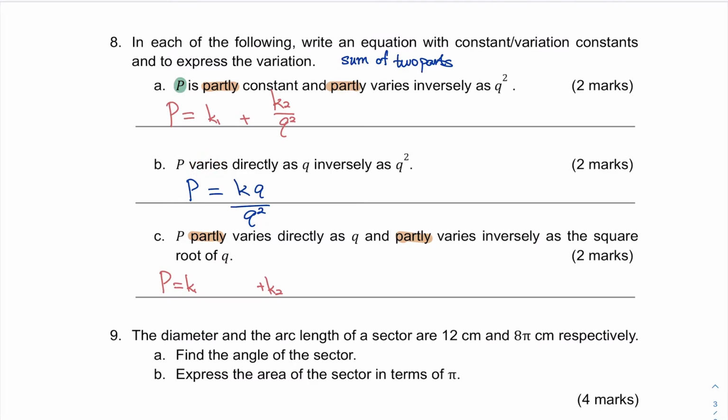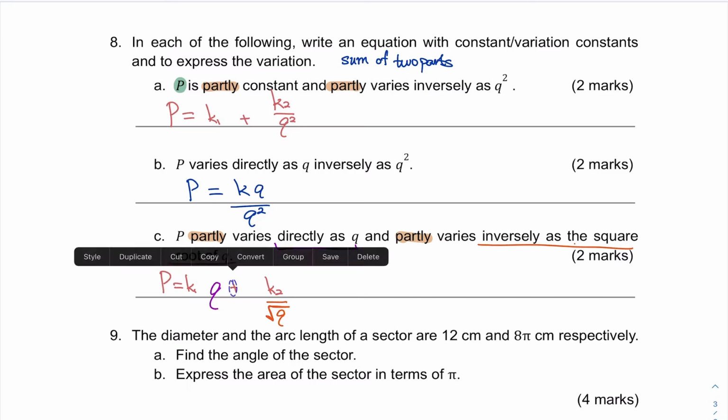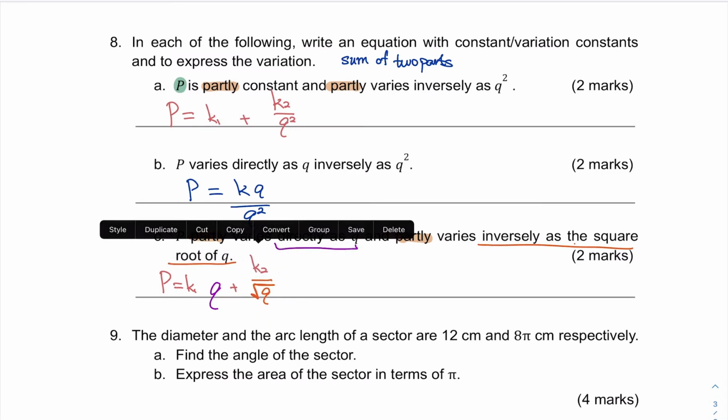Okay, last one. P partly, you see the word partly, so you think of K1 and K2. The first part is directly as Q, so you also put directly as Q. While the second part is inversely as the square root of Q. So inversely, that means there is an over, so you put that first. Alright, inversely. Over first, and what? Square root. This thing is called square root. Okay, that's it. And just write it a little nicely. Cool. So that's the answer for this one. These 6 marks, hopefully everyone can get it.